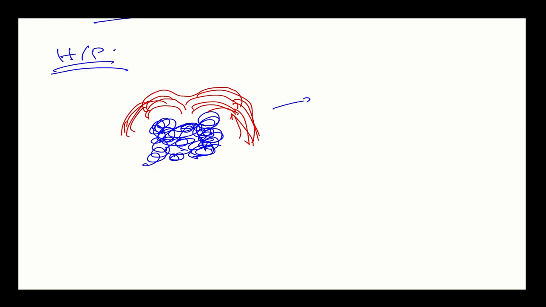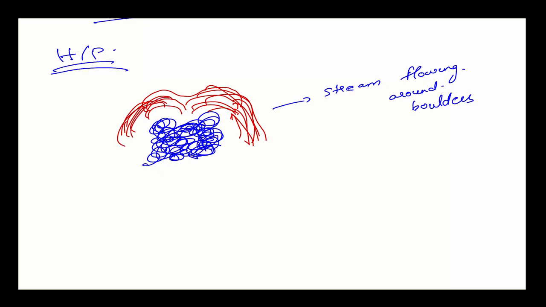There is a stream of flowing lava around the boulders. Just remember it like that: stream flowing around boulders. This is the term which is given in the textbook. This is the stream outside normal dentine, and the boulders, what they see, is the disorganized internal dentine, whorls of disorganized dentine.